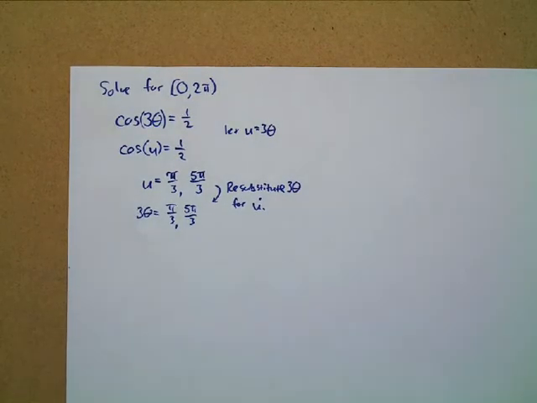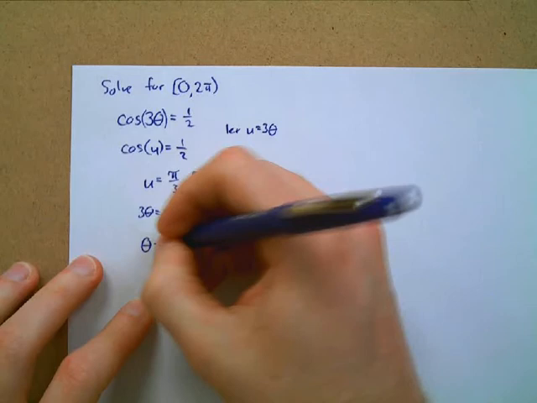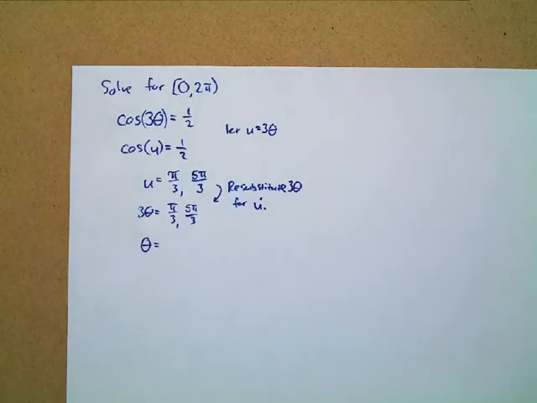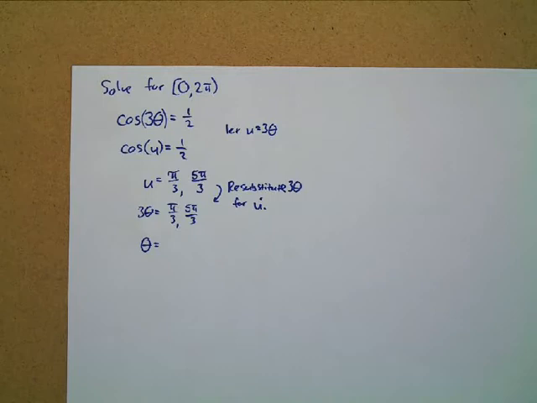Three times theta equals pi over 3 and 5 pi over 3. How should we solve for theta here? How can we get rid of this 3? Yeah, divide. So we can divide all these by 3. So those cancel. Pi over 3 divided by 3 is pi over 9. 5 pi over 3 is 5 pi over 9.